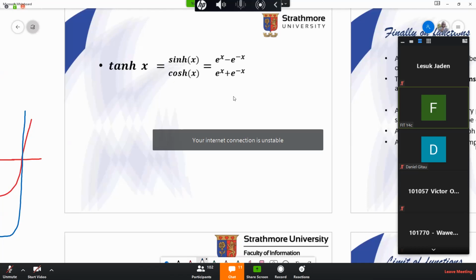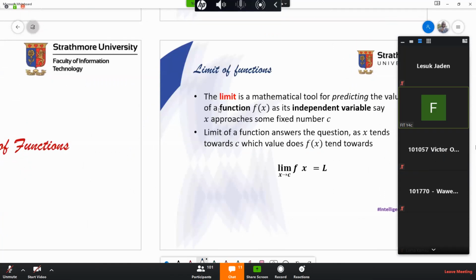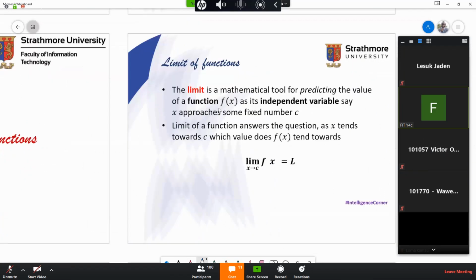And function, the limits of a function. So what is a limit? Now I'm going to summarize what a limit is, and this is extremely, extremely important. So if you can get it, please do.